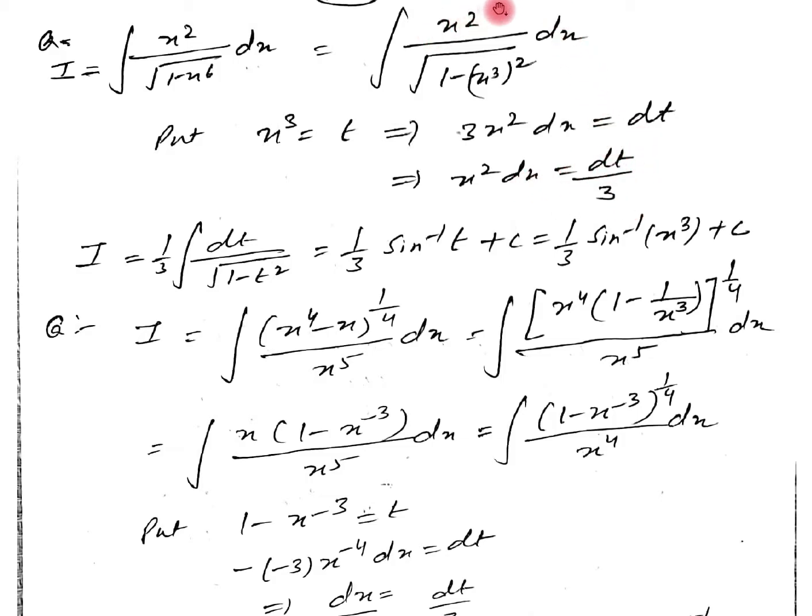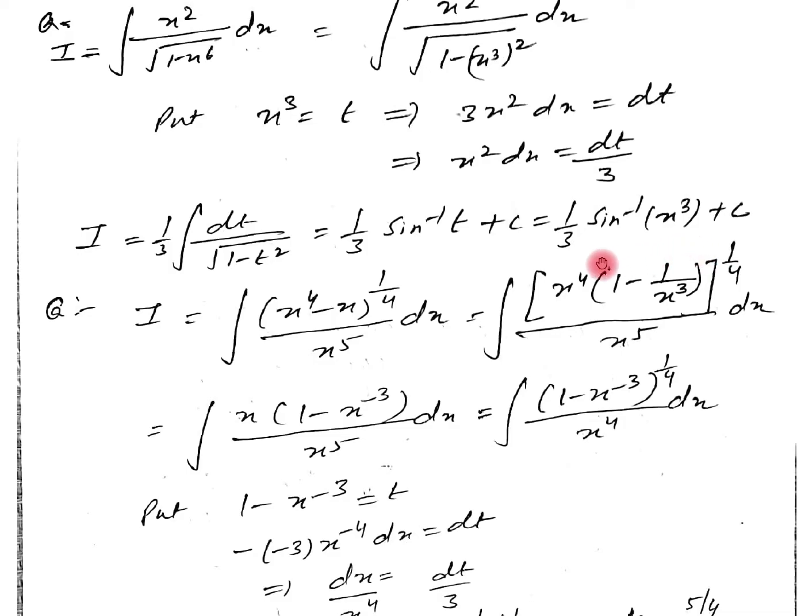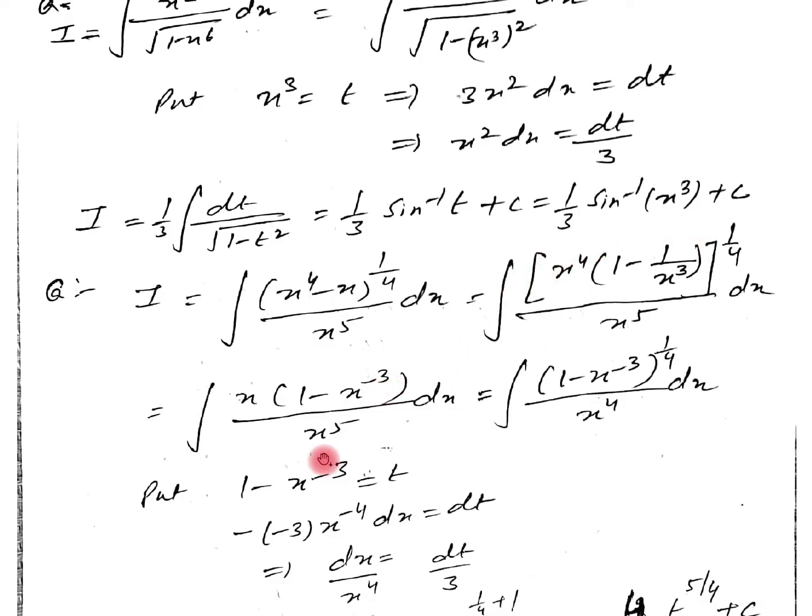Putting the value of x square dx here, we get I equals 1 by 3 integral of dt under root 1 minus t square. And we know that the integral of dt upon under root 1 minus t square is sine inverse t. Resubstituting the value of t, we get 1 by 3 sine inverse x cube plus c. Now let us see another question.